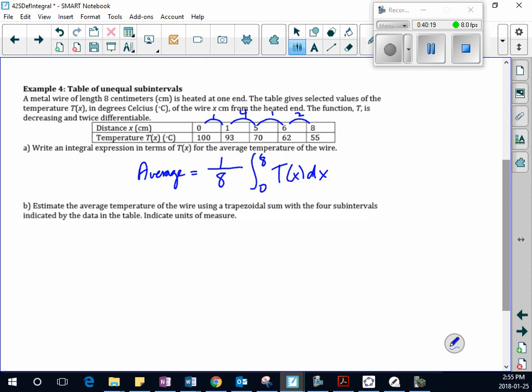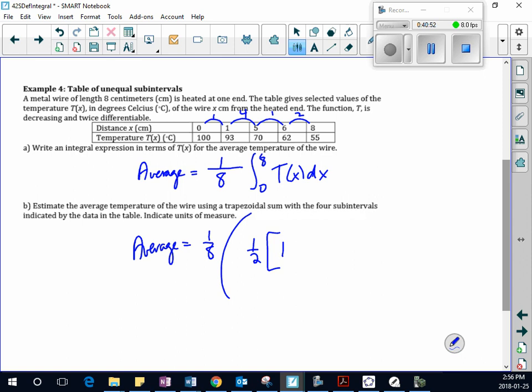Okay, so now we're going to estimate the average temperature by finding the trapezoidal sums with the 4 intervals. So average is going to be 1/8 times. Now, how do you find the trapezoidal thing? It's 1/2. Now we can't do the width this time, right? Because the widths are all different. So now what's the width here? 1.